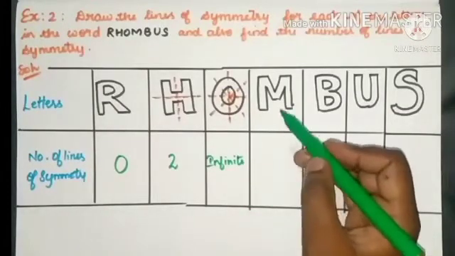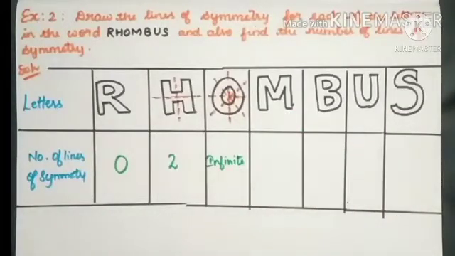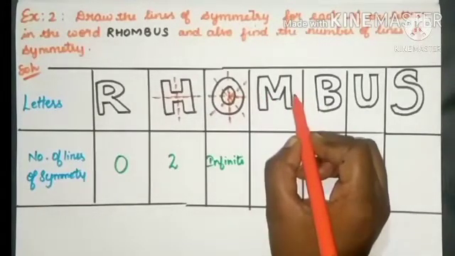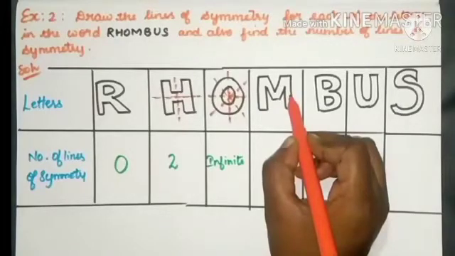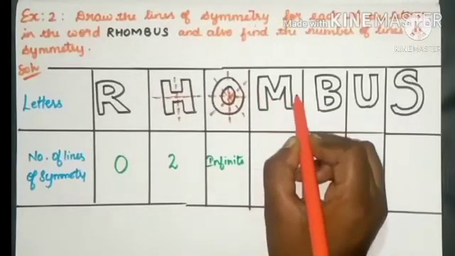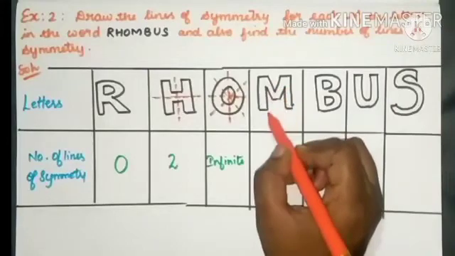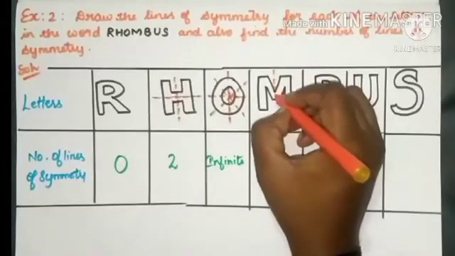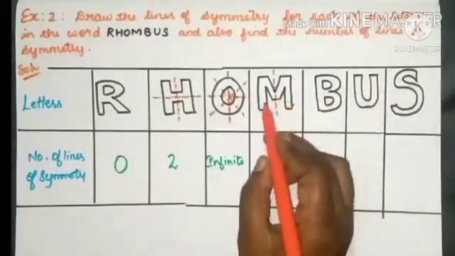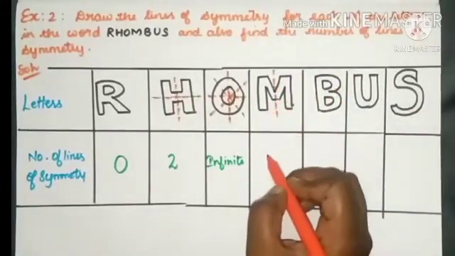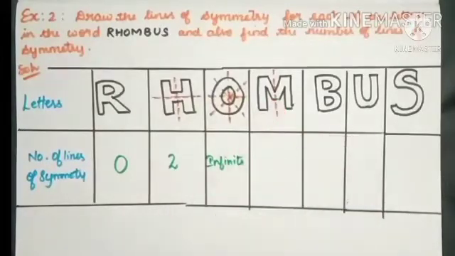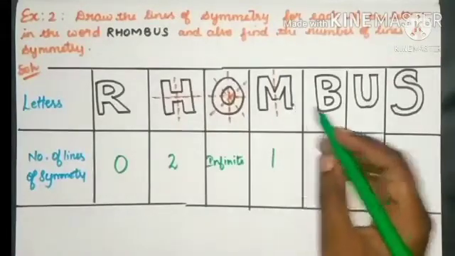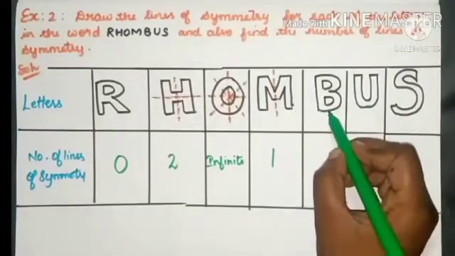Now let's find for the letter M. Students, if we cut the letter M horizontally, it will not divide into two equal halves. Now let's check it for the vertical type. If we cut the letter M vertically, it will divide into two equal parts. So the number of lines of symmetry for the letter M is 1. There is only one line of symmetry for the letter M.